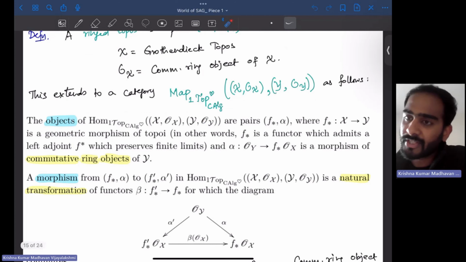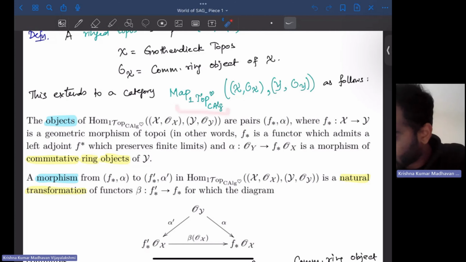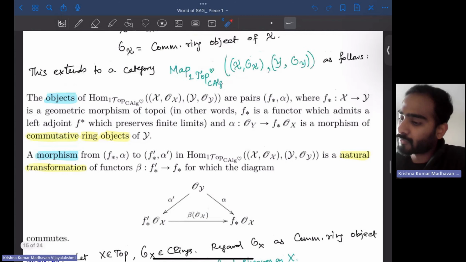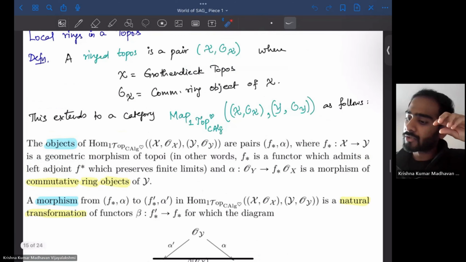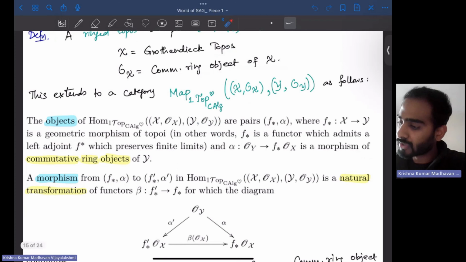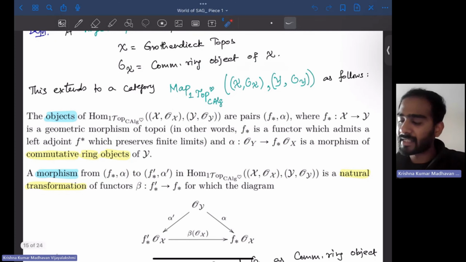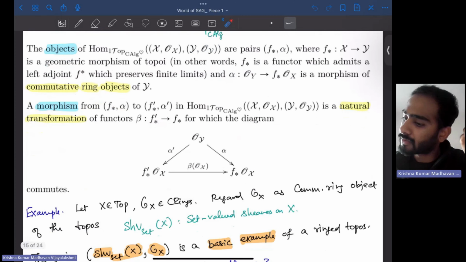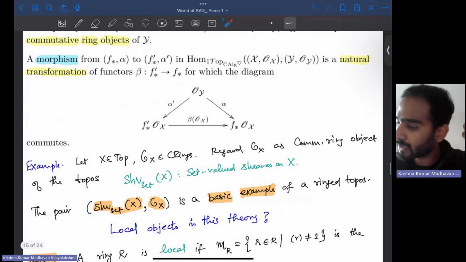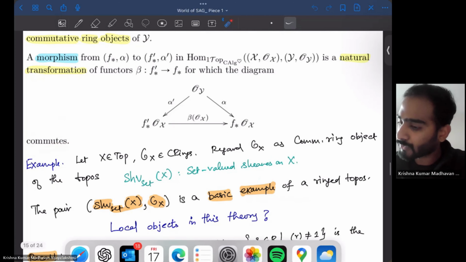This extends naturally to a category, which I'm not going to spell out, but we're going to denote that by this notation here, whose objects are just pairs satisfying this natural property. It is a pair of a topos and a commutative ring, such that on the topos part it is a geometric morphism between topos, and on the commutative ring part it is exactly like how a map of rings in a scheme is defined. And having two topos, we can talk about a map between them, which is given by this diagram which has to commute, right?